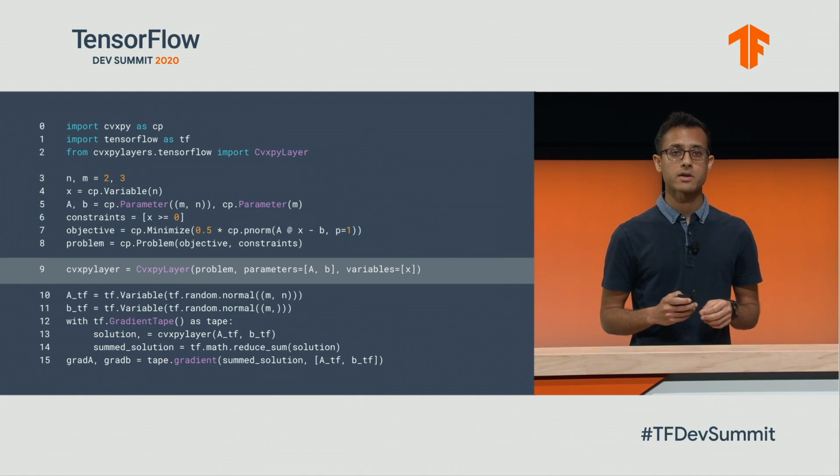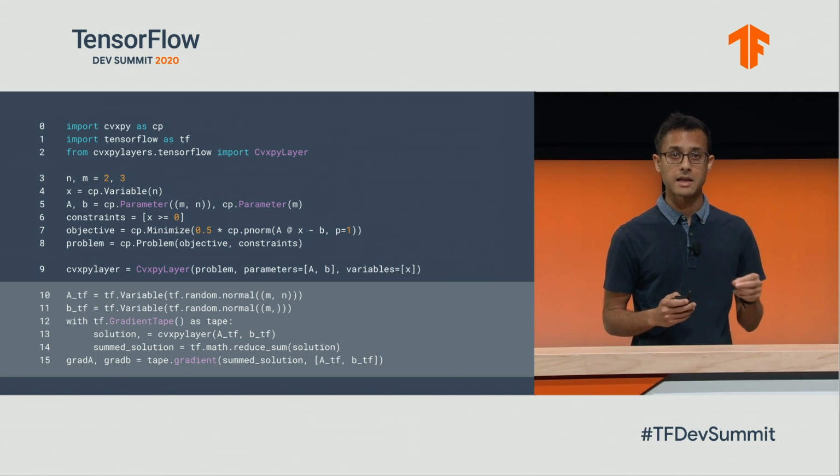In line 9, we construct a CVXPY layer. And all we have to do in order to do this is to pass in the problem, the parameters, and the variable to the CVXPY layer constructor. And we can now use this layer in TensorFlow. In this last highlighted block, in lines 10 and 11, we construct TensorFlow variables that represent the parameters a and b in the problem. And line 13 is where the magic starts to happen.